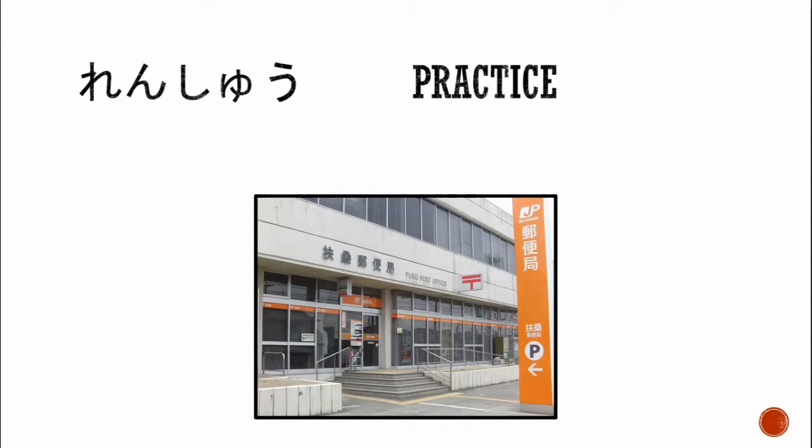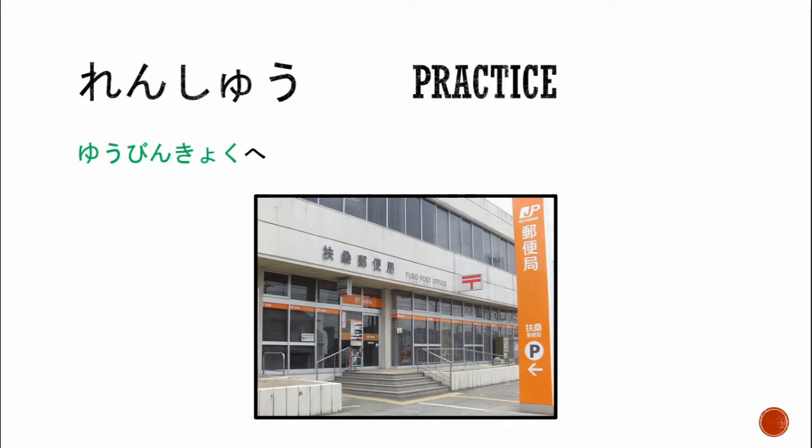Okay, let's do some more practice. And this time, I want you to come up with each part of the sentence on your own before I show you the answer. In this scenario, we are going to the post office to buy some stamps. Do you remember from your vocabulary list what the word is for post office? Try to remember and write it down. If you thought the word was yubinkyoku, you were right.